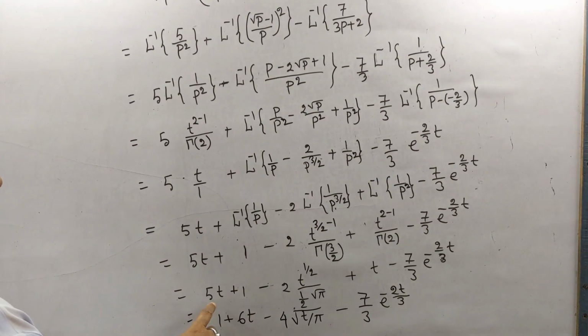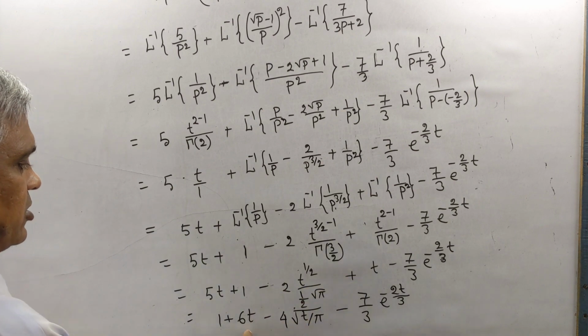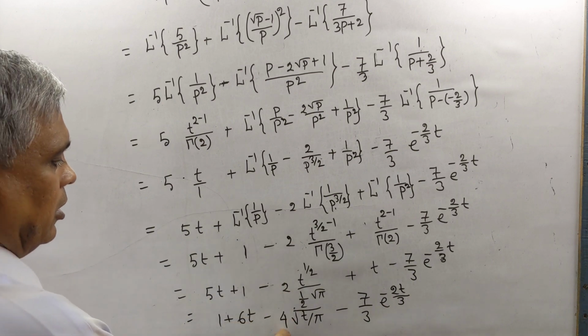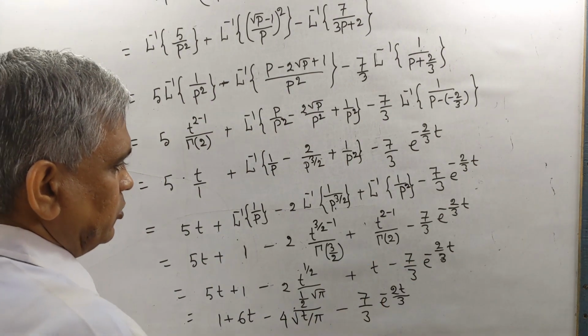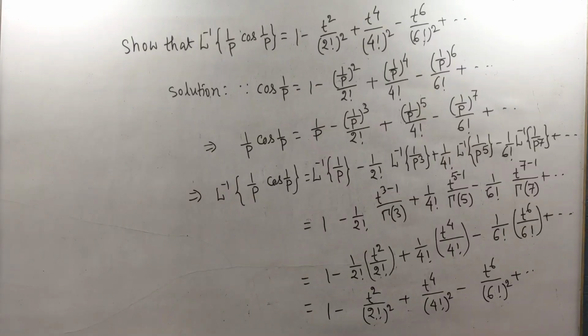So we get 1, here 5t plus t, minus here half into this 4, here minus 7 by 3 e to the power minus 2 by 3t. This is the required result.